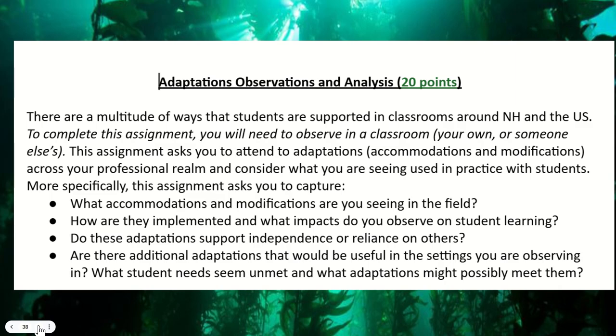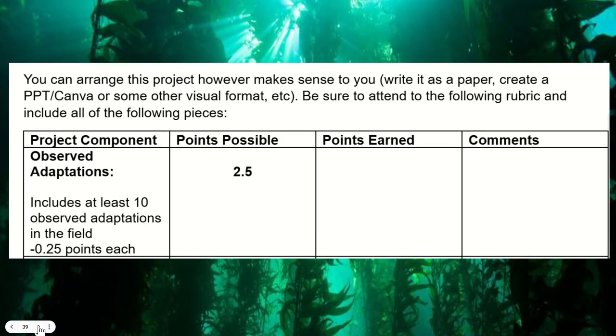All right, pivot time. So your key assignment that is related to this chapter is actually due on Friday, so it's due a little bit early. It is the Adaptations, Observations, and Analysis assignment. Your job is to observe your class or someone else's and to look for the accommodations and modifications that are being used. Then you have to analyze them. Are they helping? Are they giving the student independence? Are there things that are missing?